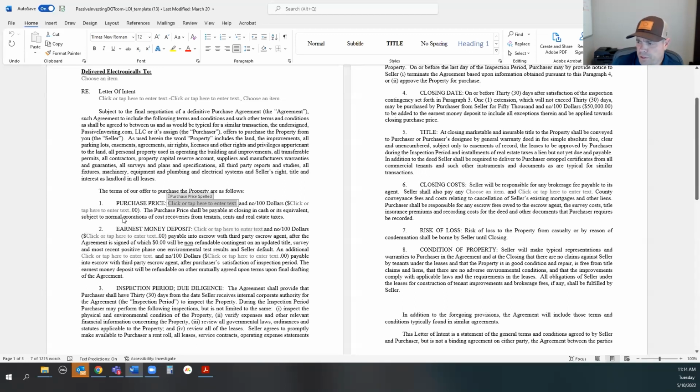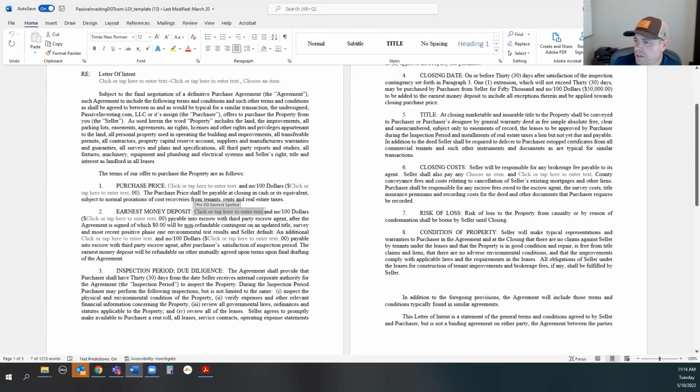In this case, it's very simple. So purchase price and then earnest money deposit. I'll get into how I have this set up and why that's going to be important to the PSA in just a minute. The earnest money deposit: you have this amount here, spelled out, and then numeric, and then payable into escrow with a third-party escrow agent after the agreement is signed, of which, and I'm looking right here, of which 00 will be non-refundable, contingent upon updated title survey and recent positive Phase 1 environmental test results and seller default.